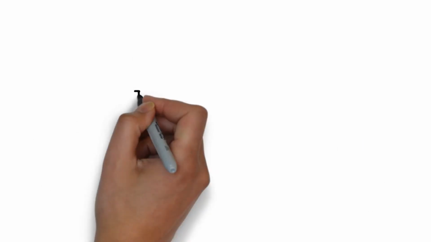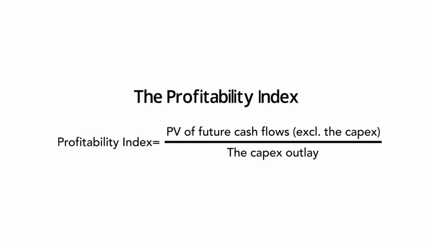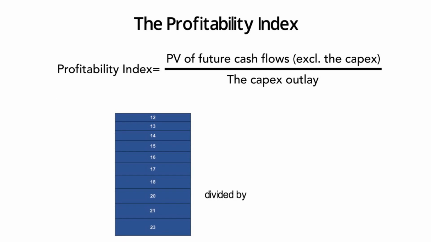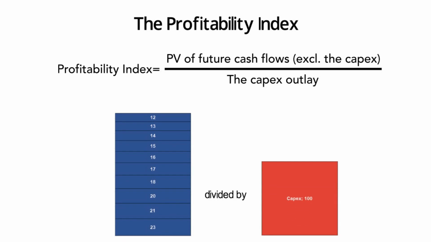The next measure we're going to look at is the Profitability Index. The Profitability Index divides the present value of the future cash flow, remember that the present value excludes the CapEx outlay, by the CapEx outlay. So for instance, in our example, the present value was 168. The CapEx was 100. So the Profitability Index is 1.68.